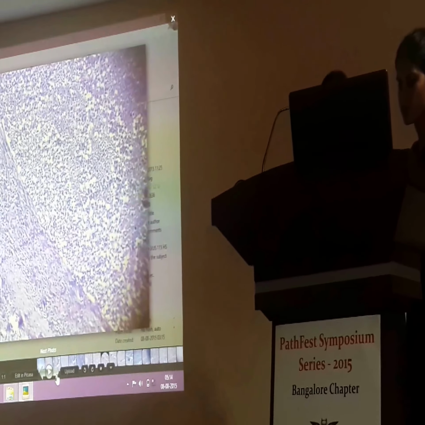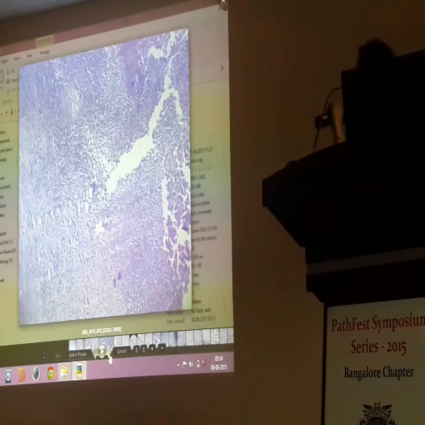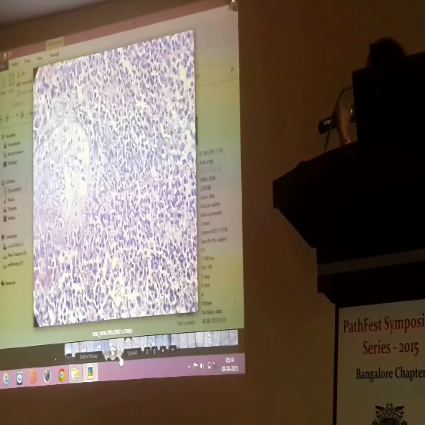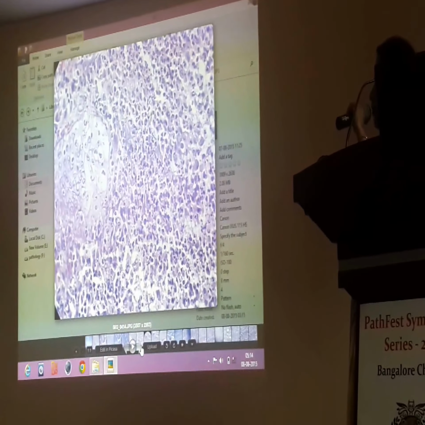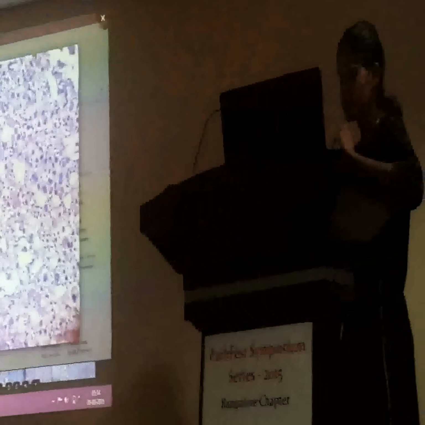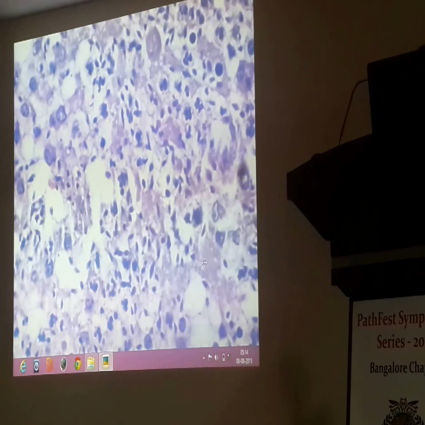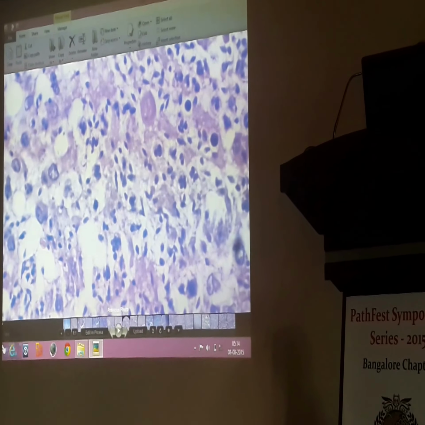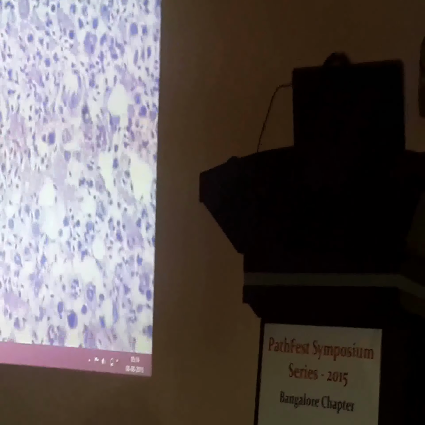Look, next. Next. Next. Yeah, this is whatever luminal structure we saw. There is no lining. Only focally we could see some epithelium. Next. Look at this, whatever was there in the lumen. Can you appreciate the neutrophils? What do you appreciate? What do you see? How about the cells?